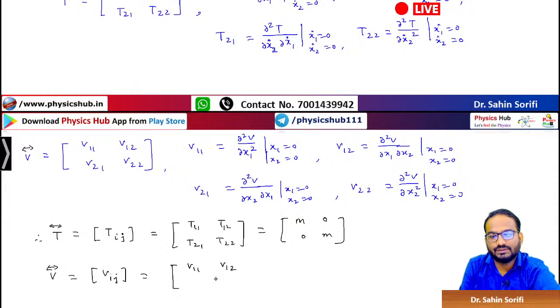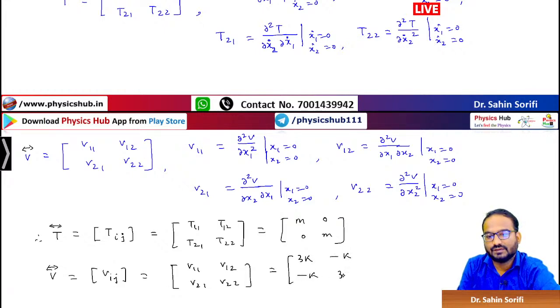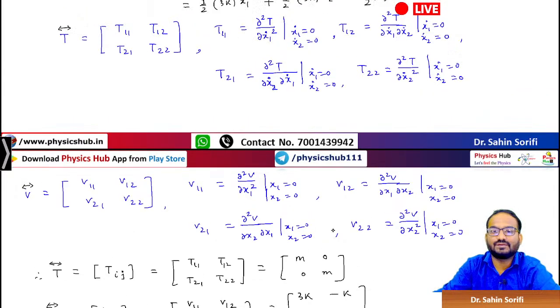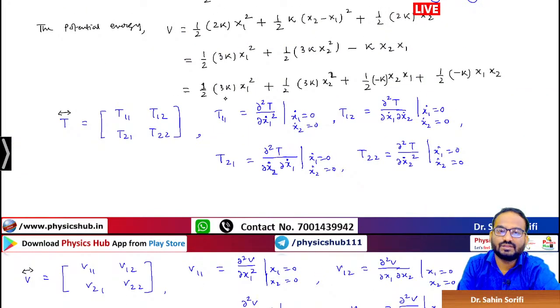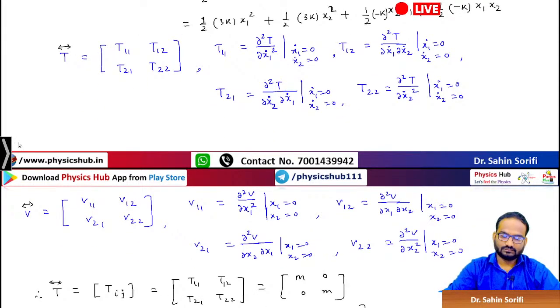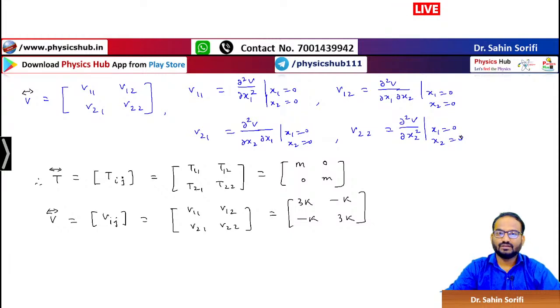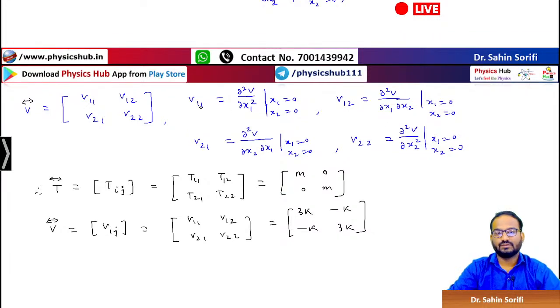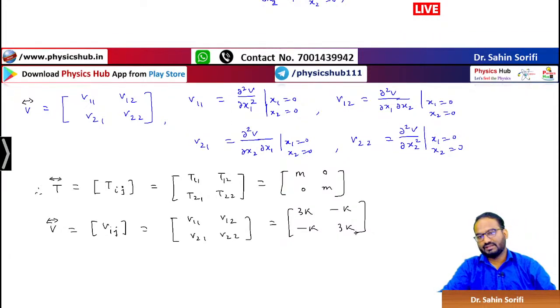V11, V12, V21, V22. So V11 is 3k, V12 is minus k, here it is minus k, here it is 3k. That is why I told you to express it in this way. Whatever terms will be there in the bracket, that will readily go as the matrix component. You can manually calculate by using the formula I gave you, you will get this one.